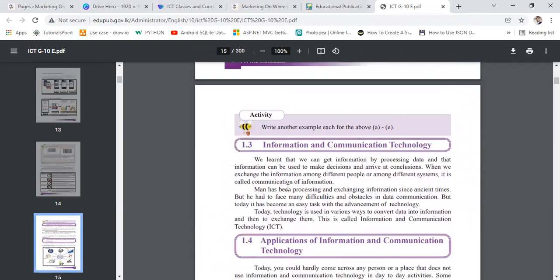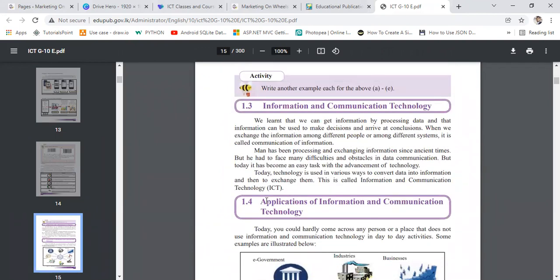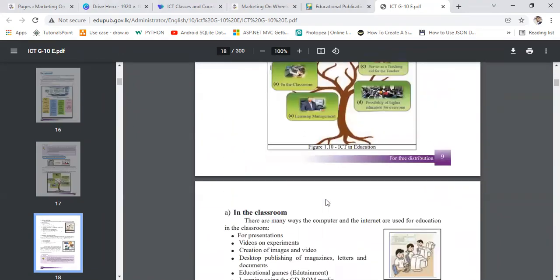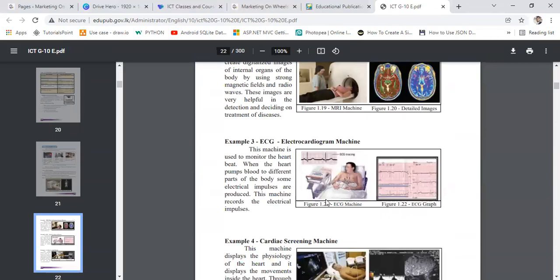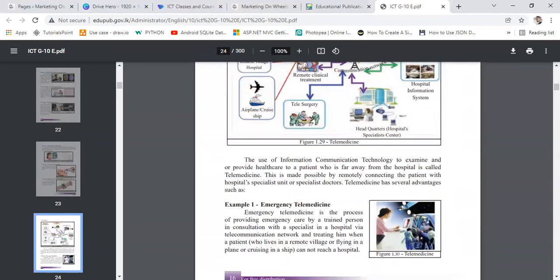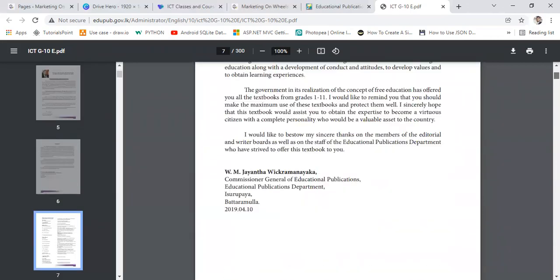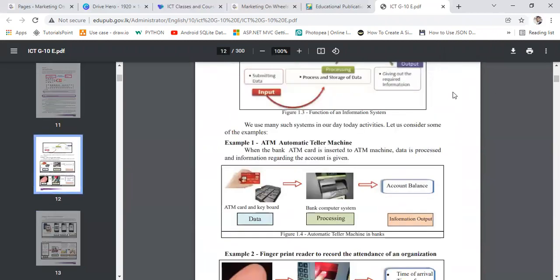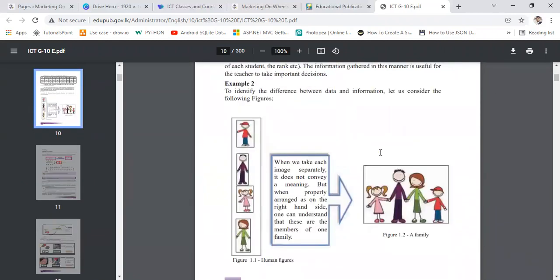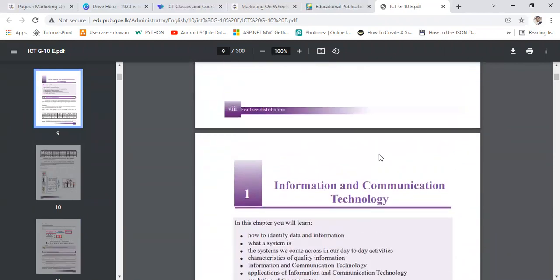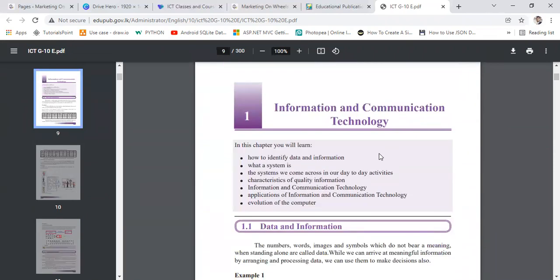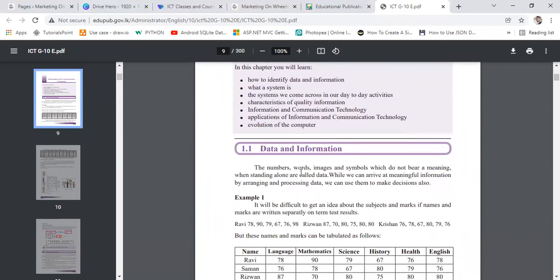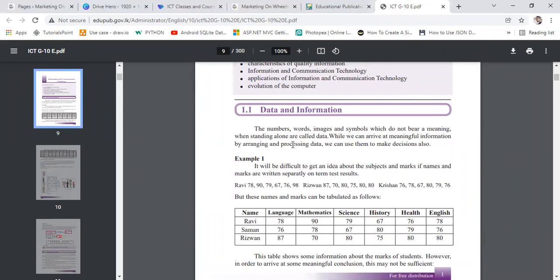And the next thing is applications of ICT. And you have some history, computer history and all. And finally, you have the demerits, the disadvantages of ICT. So these are the things that you should know from the first unit. Okay. Now we'll start from this one, data and information.